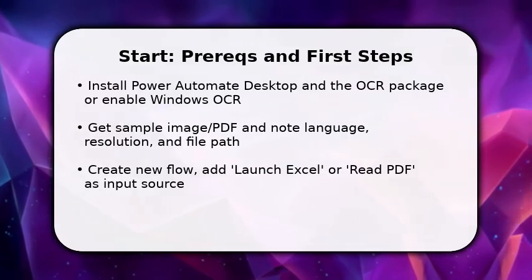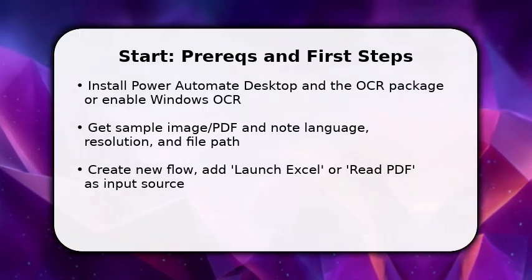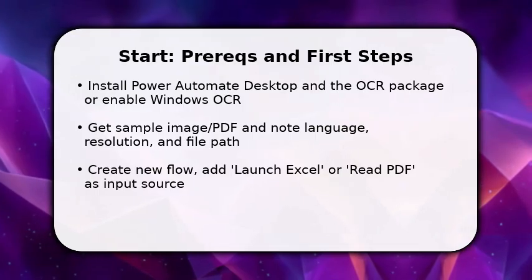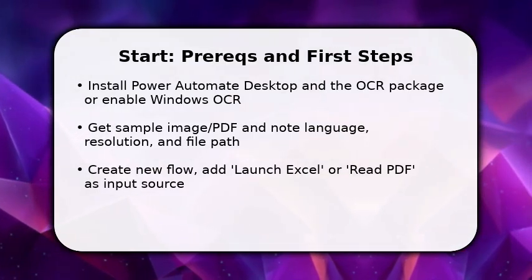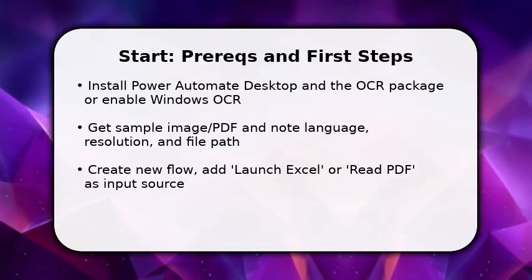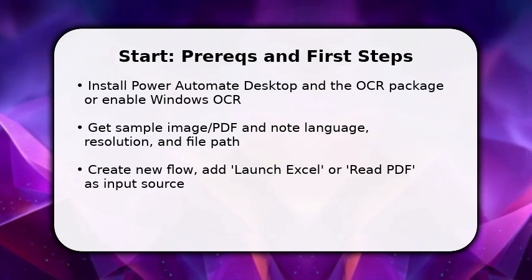Create a new flow and add the action that provides your input. For example, read PDF text or launch Excel to extract an embedded image. Make sure to set the file path and language options. These early selections determine accuracy and prevent backtracking later in the flow.